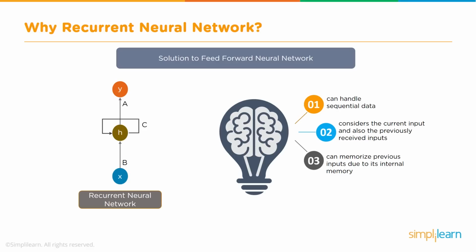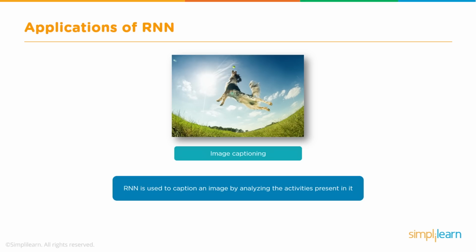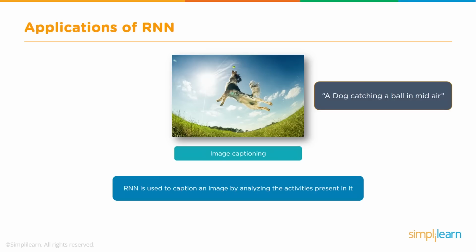And if we're going to look at general drawings and solutions, we should also look at applications of the RNN. Image captioning. RNN is used to caption an image by analyzing the activities present in it. A dog catching a ball in midair. That's very tough. We have a lot of stuff that analyzes images of a dog and the image of a ball, but it's able to add one more feature in there that's actually catching the ball in midair.